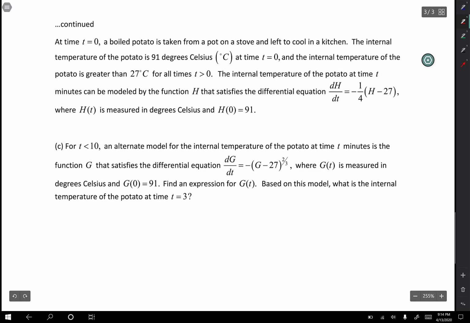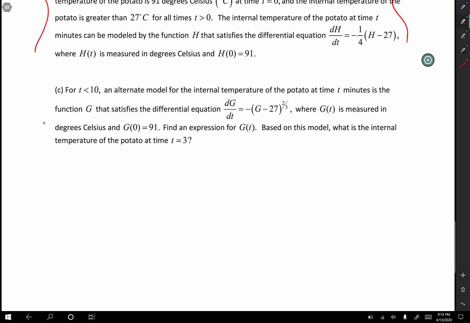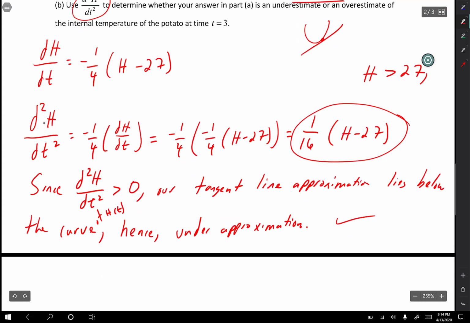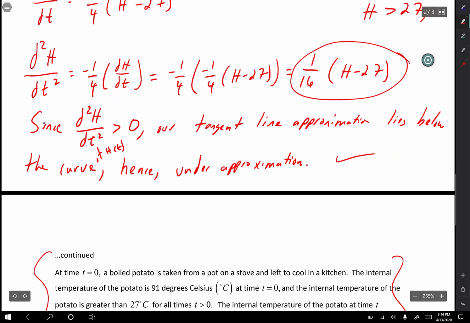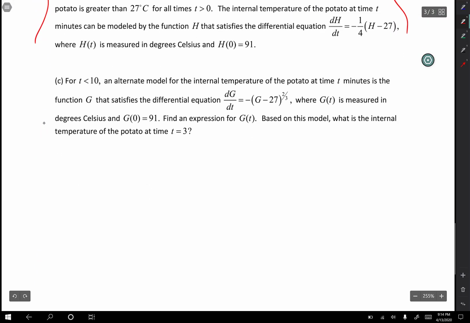All right. And then I continued this for easy reading, guys, if we needed it for letter C. Let's see if we need it. For t less than 10, oh, did I already answer all the questions on this one? Yeah, I did. Oh, you know what? Hence, under approximation, and let's be specific, at t equals 3. Okay, there we go. All right, let's see what letter C says.